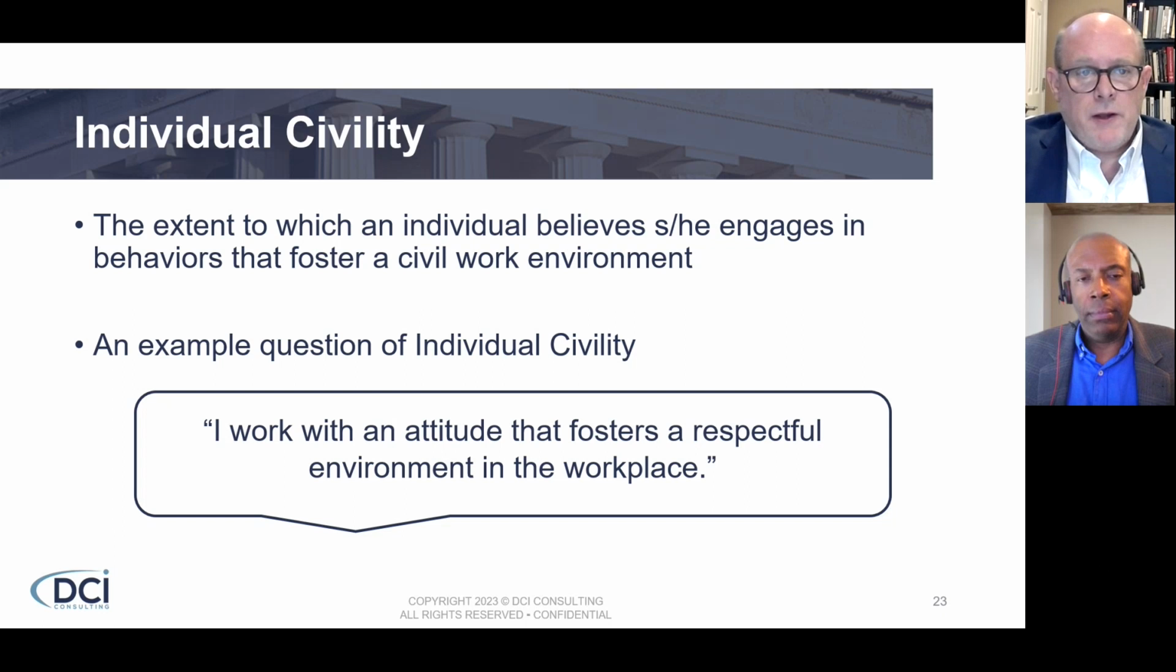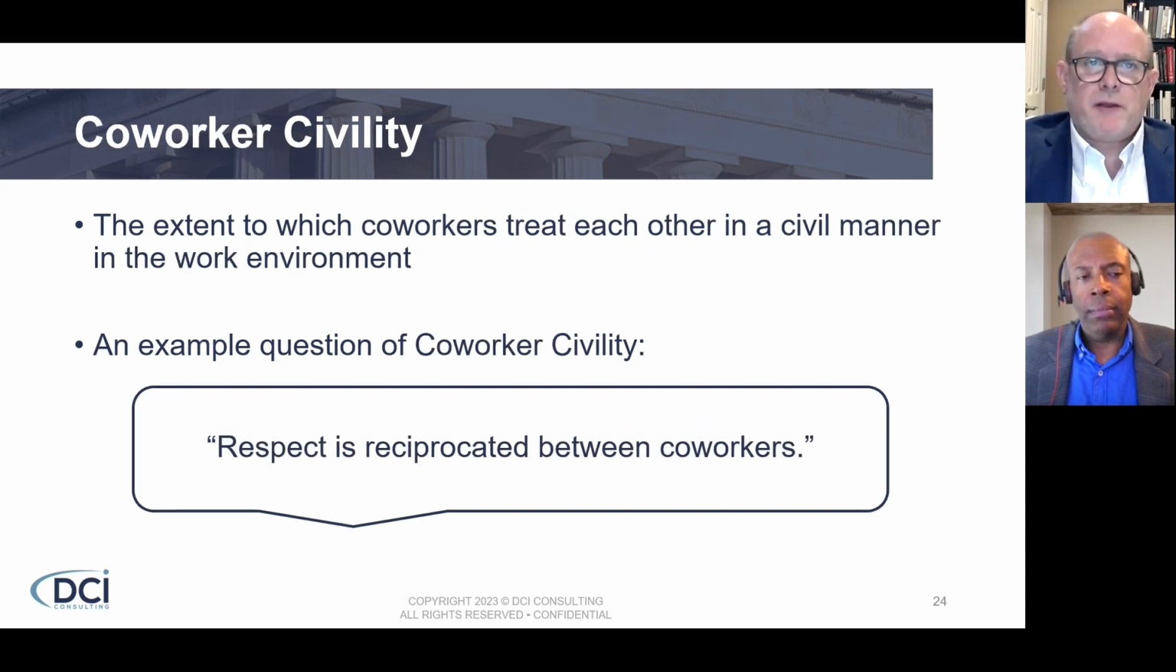Another factor, coworker civility. We weren't surprised by this because there was that one 4-item assessment that looked at coworker civility, but they didn't identify any other factors. Coworker civility is the extent to which coworkers treat each other in a civil manner. An example is, "Respect is reciprocated between coworkers." We mentioned in part 1 how respect is a key component of civility, and you're seeing this in some of the items. The questions that comprise the coworker civility items all have the word coworkers or some variation of that.